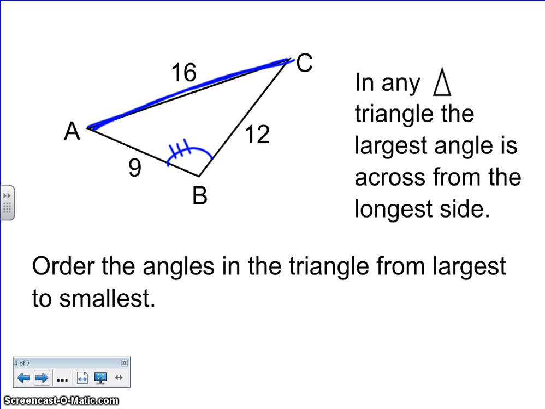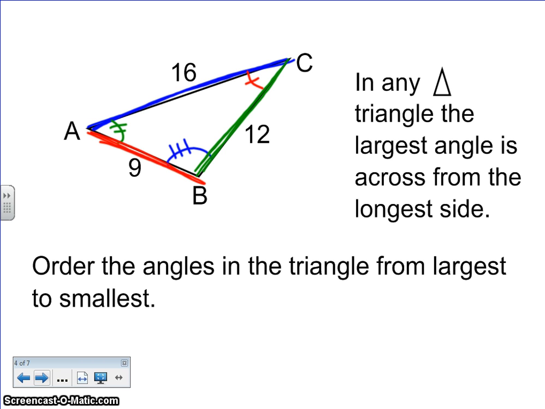The next biggest side of the triangle is 12. So that means that the angle across from that, this one right here, is my middle angle. And then the smallest side of the triangle is this 9 right here, which is going to make the angle across from it the smallest angle.